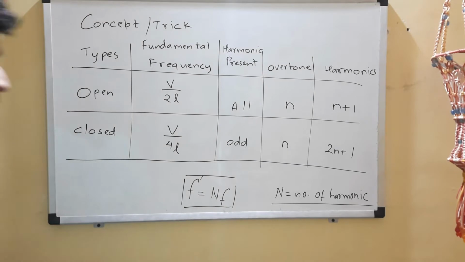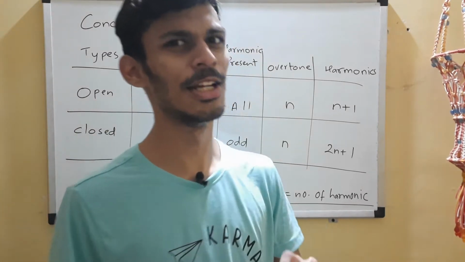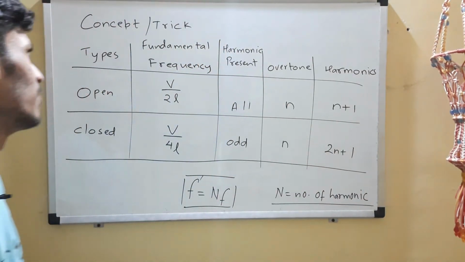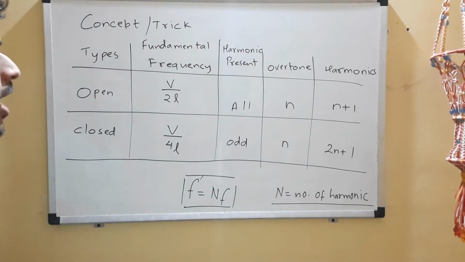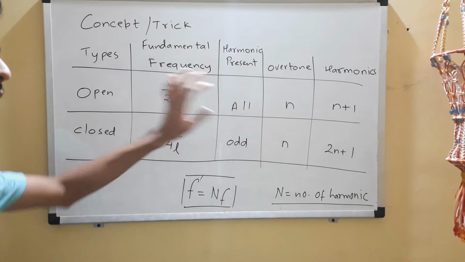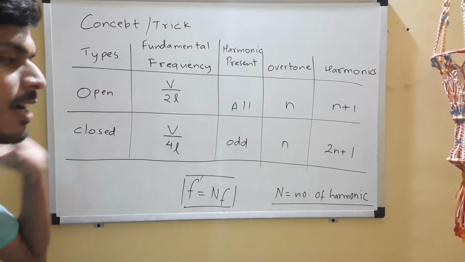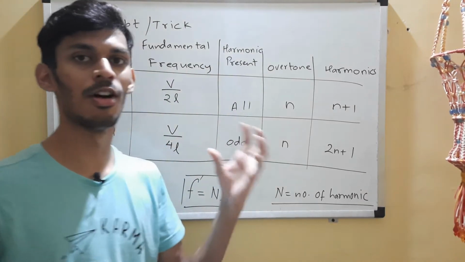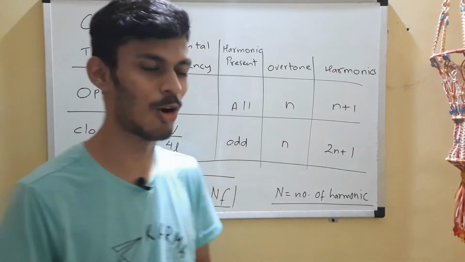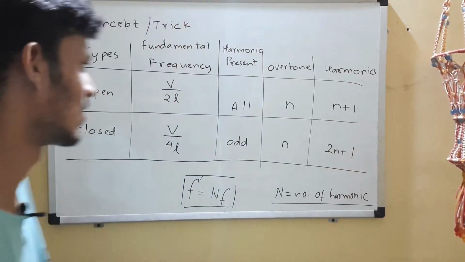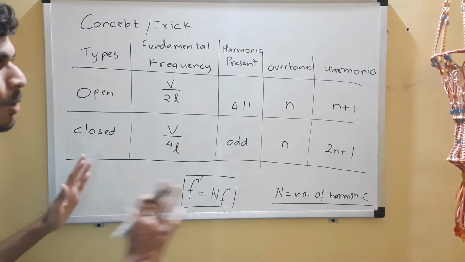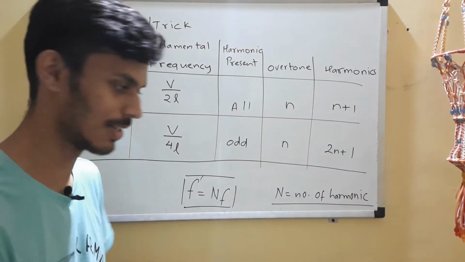So in order to clear our confusion on this topic, we just need to understand this simple concept over here, a concept or a trick as you might call it. We are supposed to understand this table over here, and if we are able to understand this table, we'll be able to solve the problems based on organ pipe very easily. The problems will become a cakewalk for us. So let's go through this table and try to understand this.